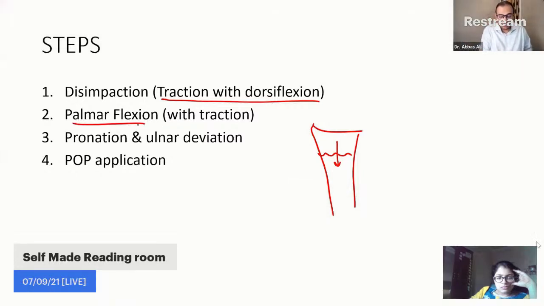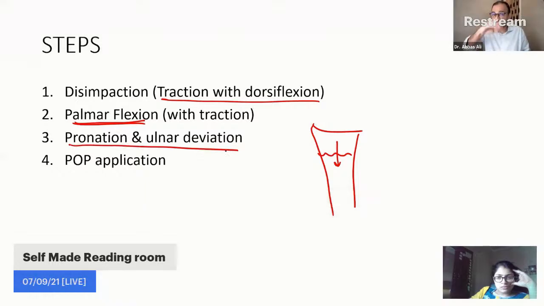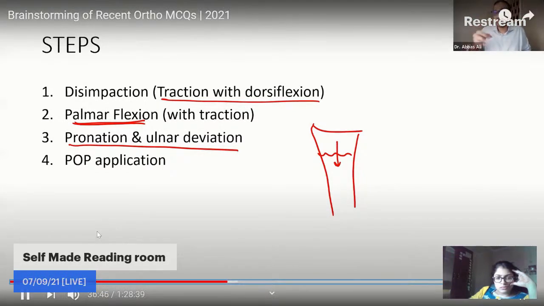Then what do you do? Then you go for flexion. So traction and dorsiflexion, you're exaggerating the deformity, and then with that traction, you go into palmar flexion. After you've gone to palmar flexion, then you go for pronation and ulnar deviation. The principle of pronation is to lock the fragments in the reduced position. Once you've locked it in reduced position, go for ulnar deviation. The hand will already be in the hand shaking position. So you have given traction and exaggerated the deformity by dorsiflexion. And while maintaining the traction, you did palmar flexion and you did pronation and ulnar deviation. So the hand is already in hand shaking position. And then you apply the cast, so the end point is the hand shaking position.